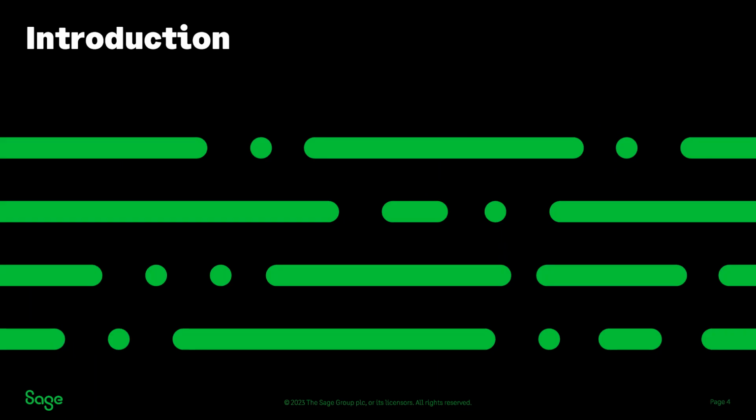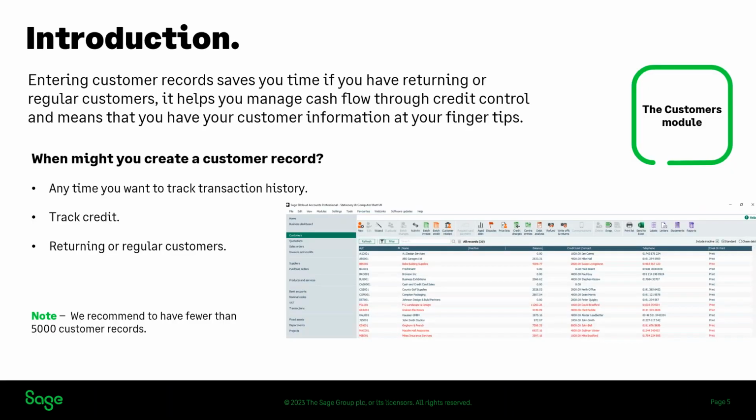So I'm going to start by introducing the customer record. Entering a customer record saves you time if you have returning or regular customers. It helps you manage cash flow through credit control and means that you have your customer information at your fingertips. It will save you time, help you organise your business, and enables you to view transaction history. It's easy access to credit control and being able to email out statements. And it's one record for each customer.